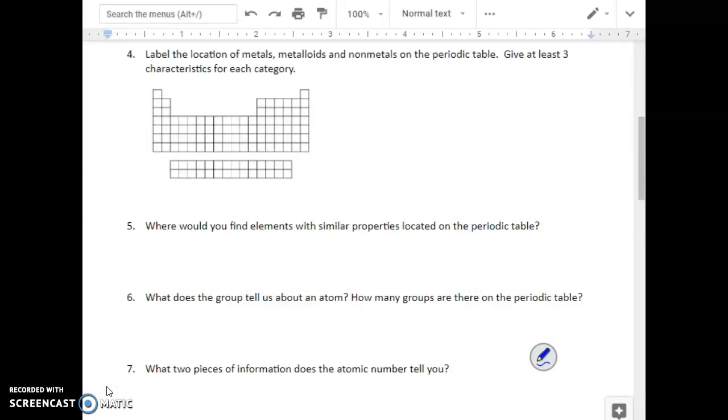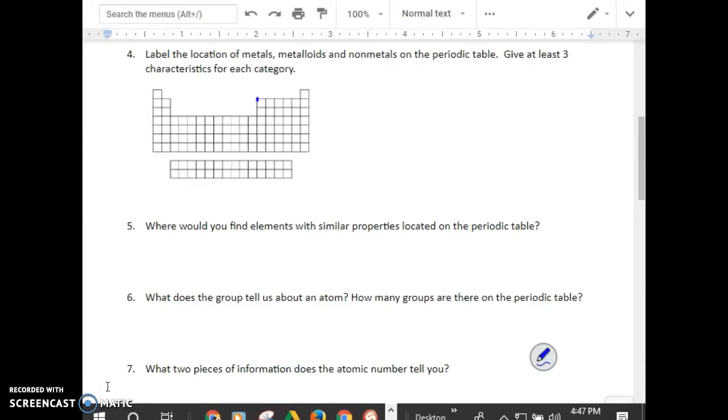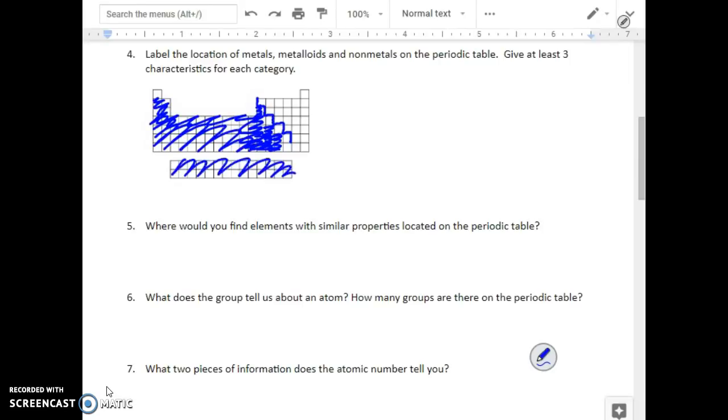Okay, number 4. Label the location of the metals, metalloids, and nonmetals on the periodic table. Give at least 3 characteristics for each category. All right, our metals are going to be located on the left side of the periodic table. It's going to be aluminum, which is right here, and then all of these that are not touching the stair-step line, with the exception of hydrogen, of course, and these as well. These are all going to be your metals.